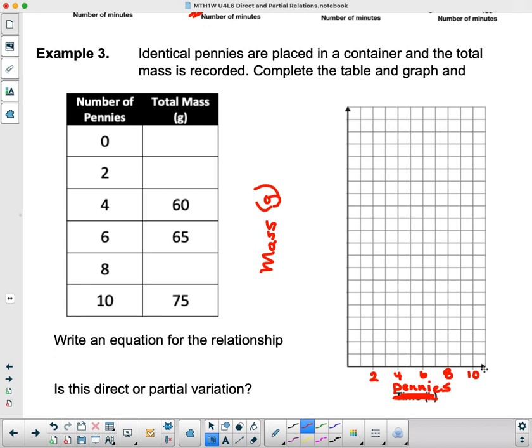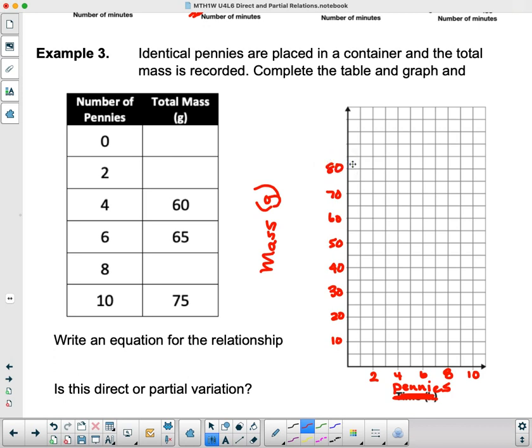And now up the side, I need to get to 75. So can I do it by 5s again? 5, 10, 15, 20, 25, 30, 35, 40, 45, 50, 55, 60, 65, 70, 75. That's probably good. So I'm going to go 5, 10, 15, 20, 25, 30, 35, 40, 45, 50, 55, 60, 65, 70, 75, 80, and that's as high as we need to go.